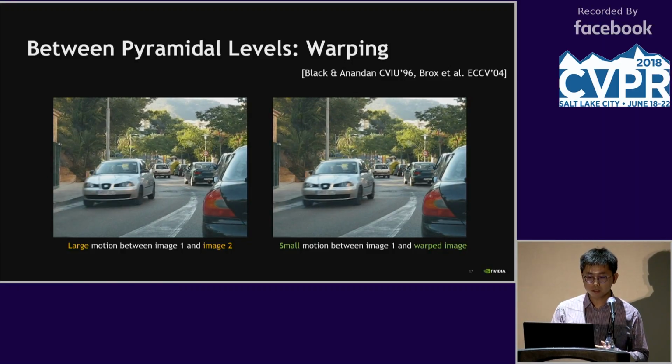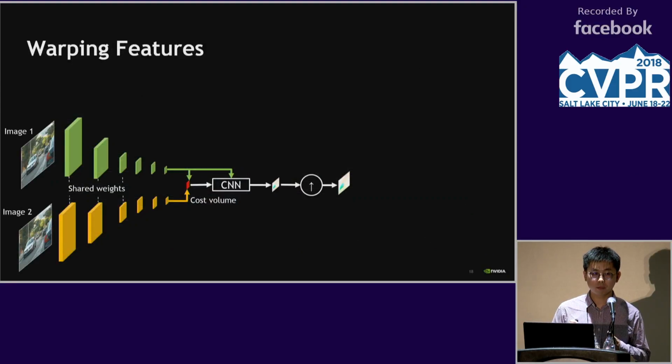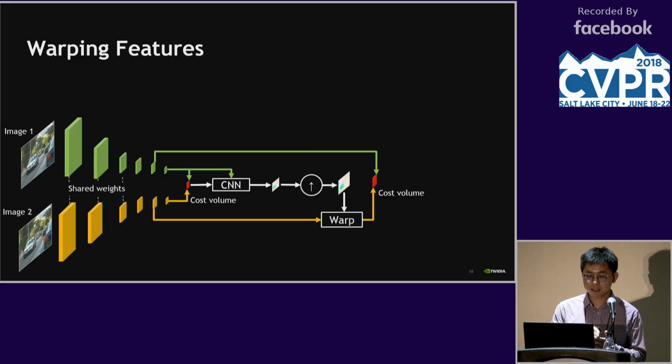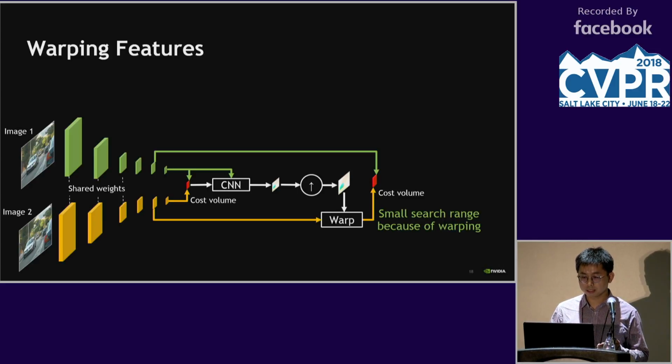And now I'm going to use the idea of warping in our network. So given the upsampled flow, I will use the flow to warp the feature of the second image. That gives us the warped feature. And then I will use the warped feature and the feature of the first image to construct the cost volume. Because warping has already compensated for the large motion, we can use a small search range.